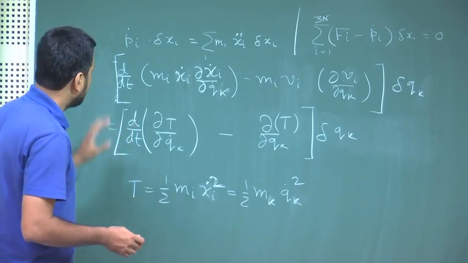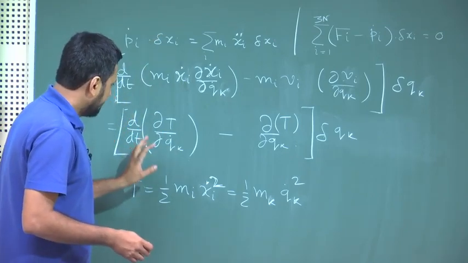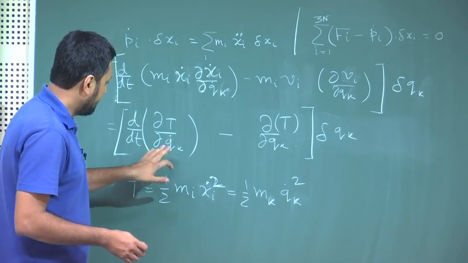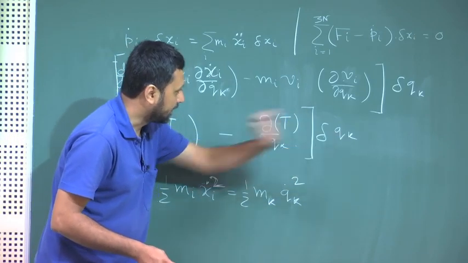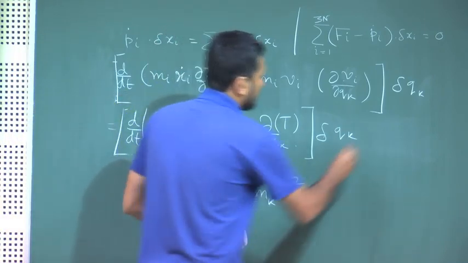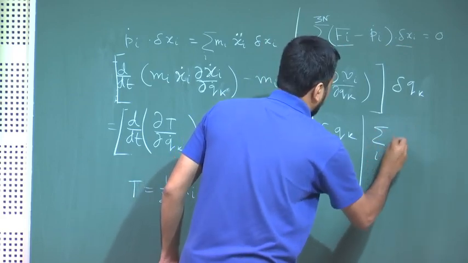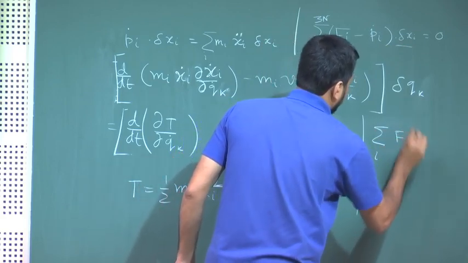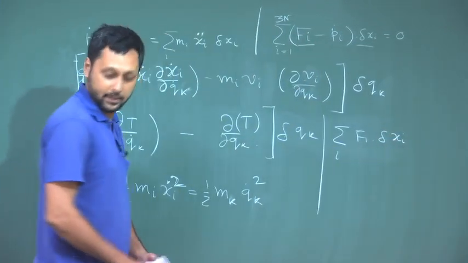The most important thing is that this whole thing has reduced to this particular form where the only variables are the generalized coordinates, and the whole thing is multiplied by a delta qk. Now, for the other term, this term, we have the sum over i of fi dot delta xi.